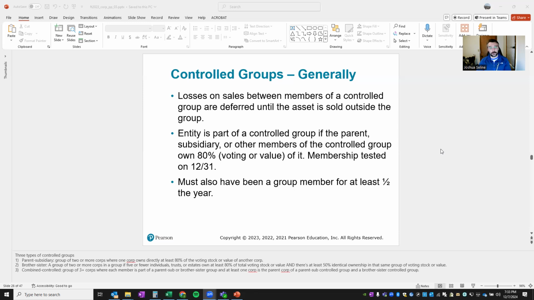An entity is part of a control group if the parent, subsidiary, or other members of the control group own at least 80% of it, and that membership gets tested on 12/31. And you must also have been a group member for at least half the year. So if you fall into this controlled group where you've got two entities that are commonly owned by at least 80% of a parent group, we can't trade assets back and forth and recognize losses. That is deferred until it's sold outside of our group.